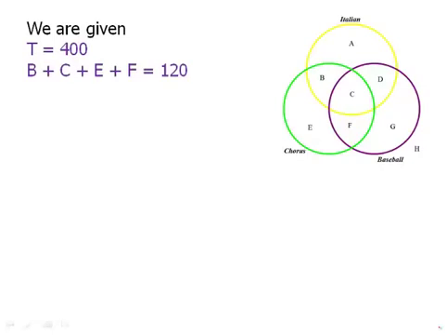We're told that 40 students are in both chorus and Italian. So chorus and Italian, that would be B plus C. B plus C equals 40. 45 students are in both chorus and baseball. So chorus and baseball, that's C plus F. So C plus F equals 45. And 15 students do all three. So that means that C, the central region, is 15. That's very important.